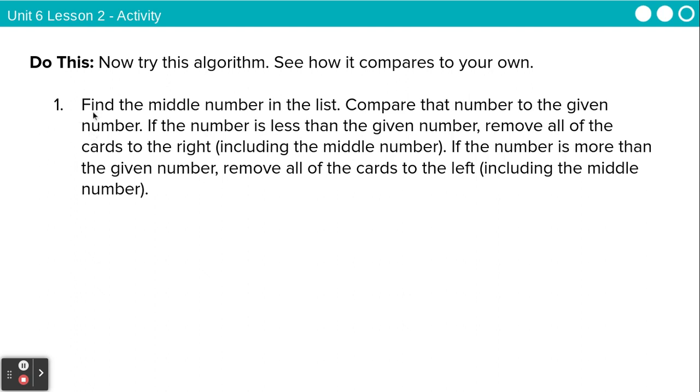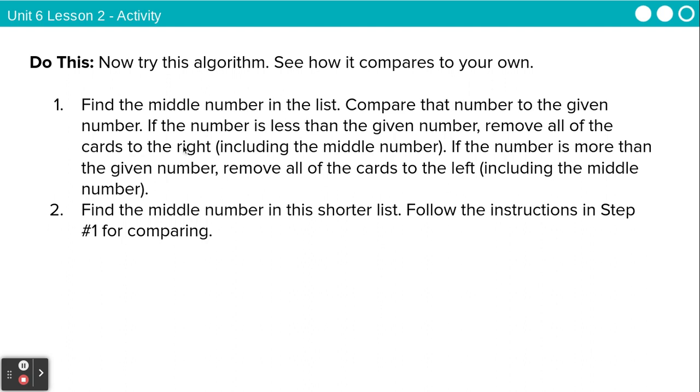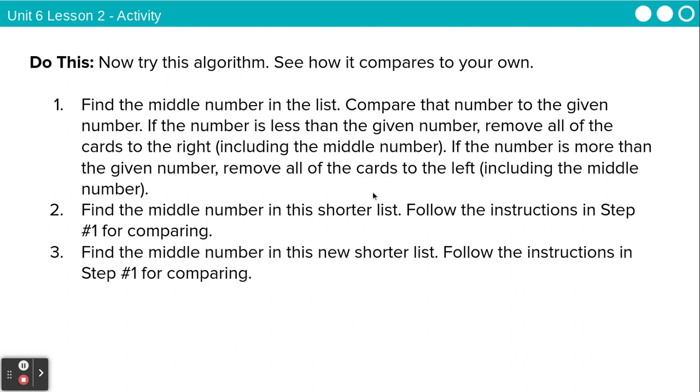With this one, you find the middle number in the list. It has to be in numerical order. Compare that number to the given number. If the number is less than the given number, remove all the cards to the right, including the middle number you're on. If the number is more than the given number, remove all the cards to the left, including the middle number. Find the middle number in this shorter list and follow the instructions from step 1. Then you'll find the middle number of the new, even shorter list and follow the instructions until you find your number.